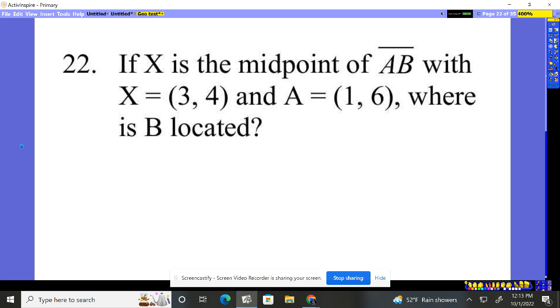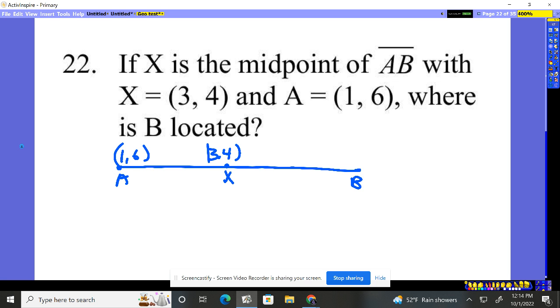If x is the midpoint of AB, line segment AB. So here we have line segment AB, x is in the dead middle. X is 3, 4. Okay, it gives me the middle point, and it says A is at 1, 6, and it says, hey, find me where B is.